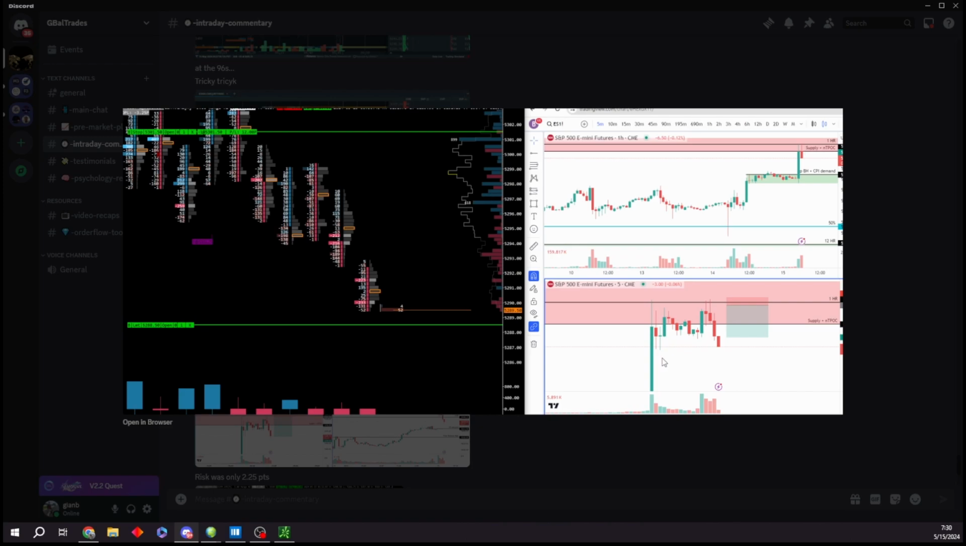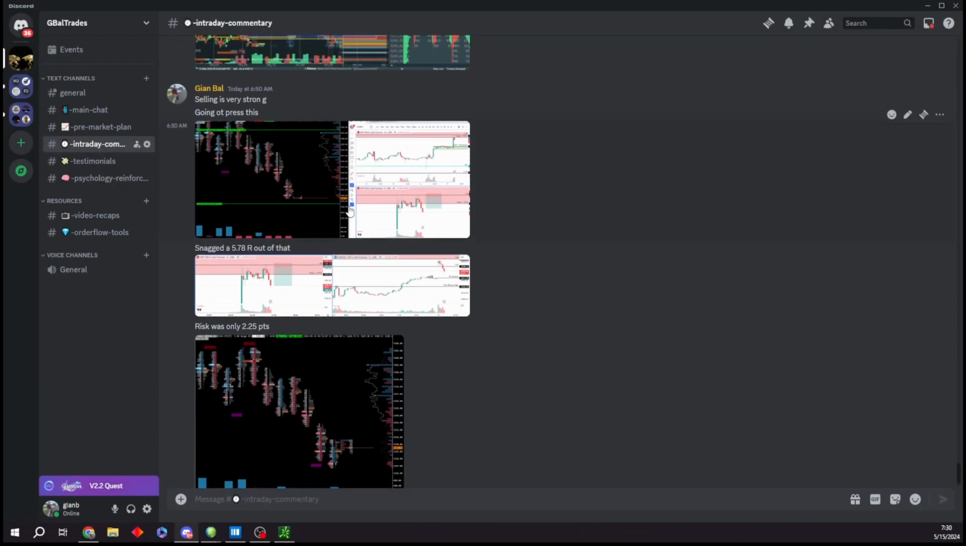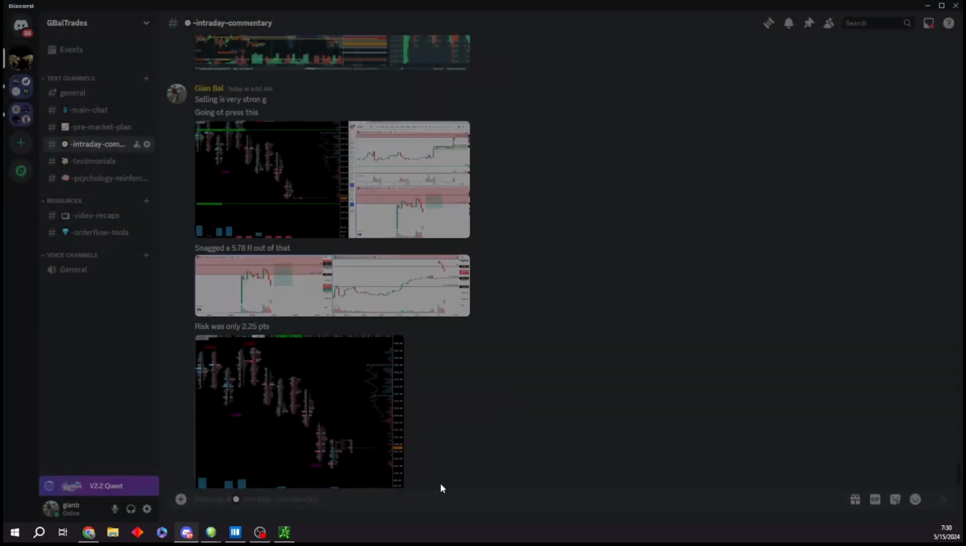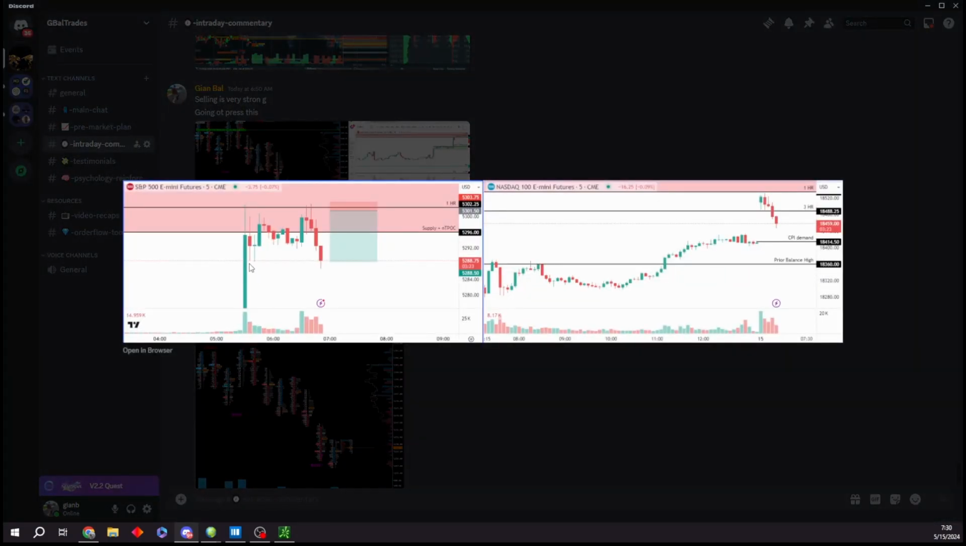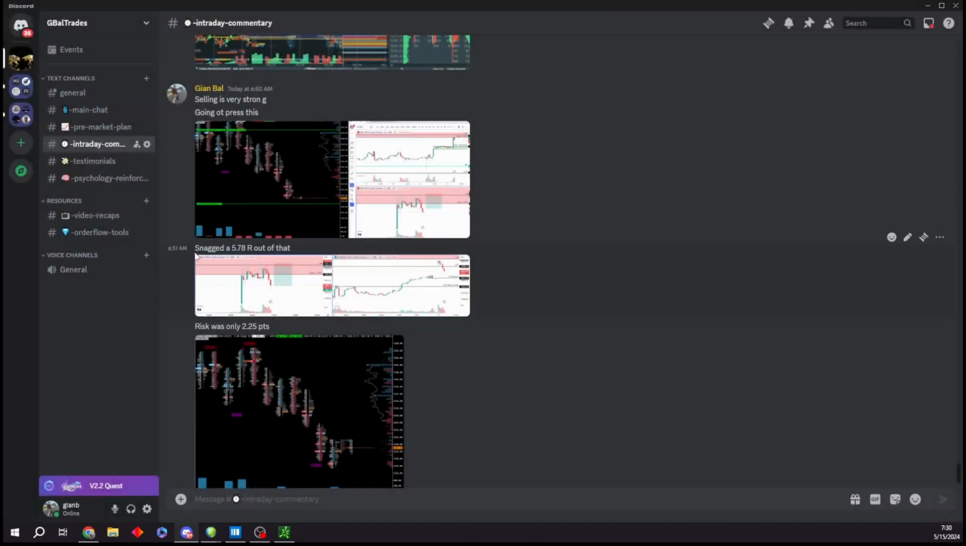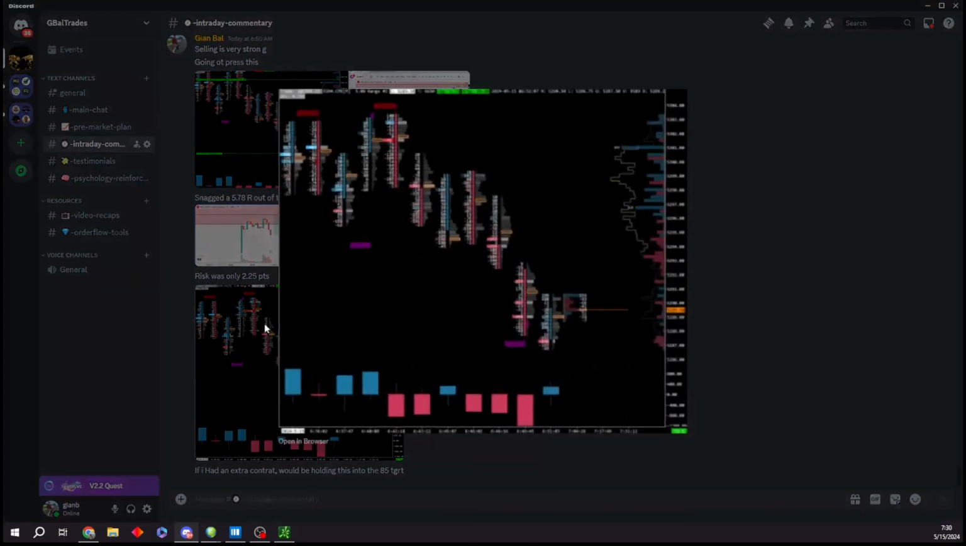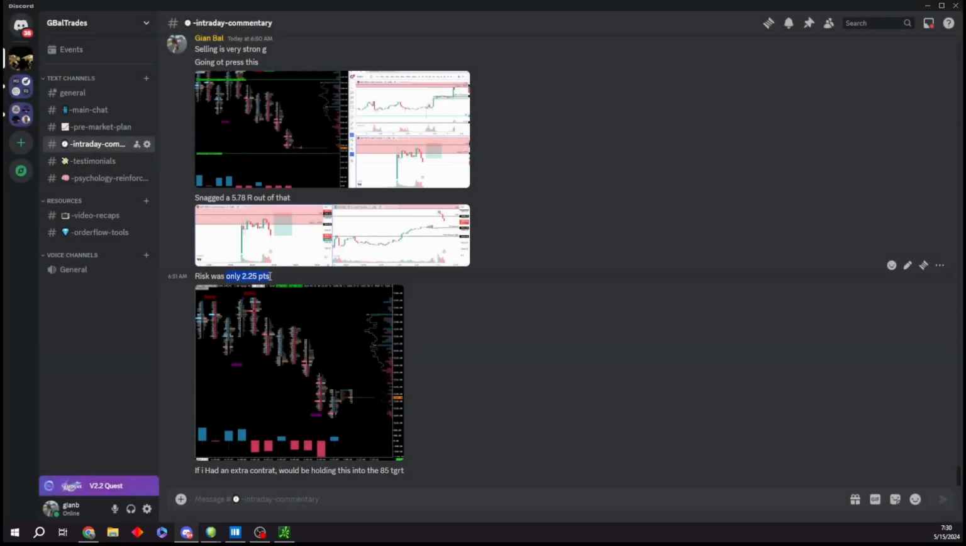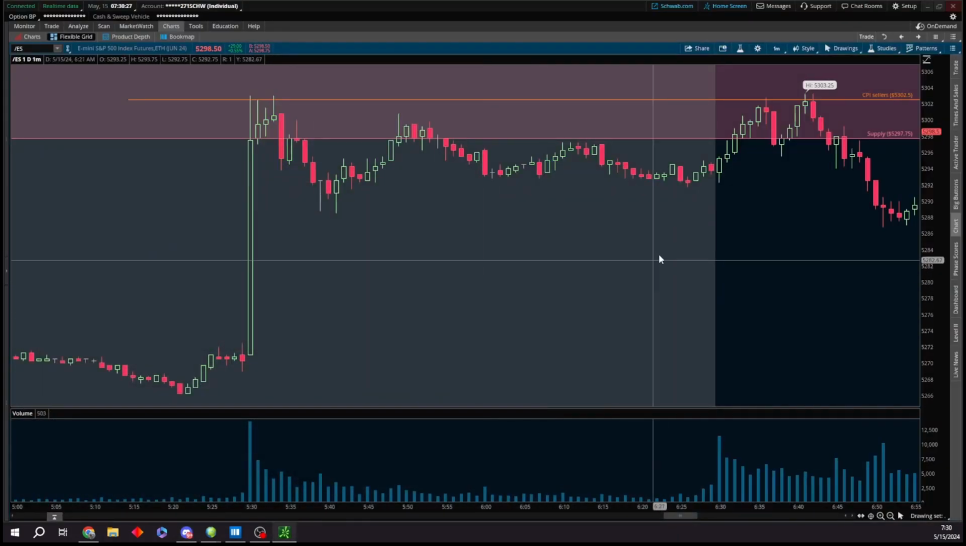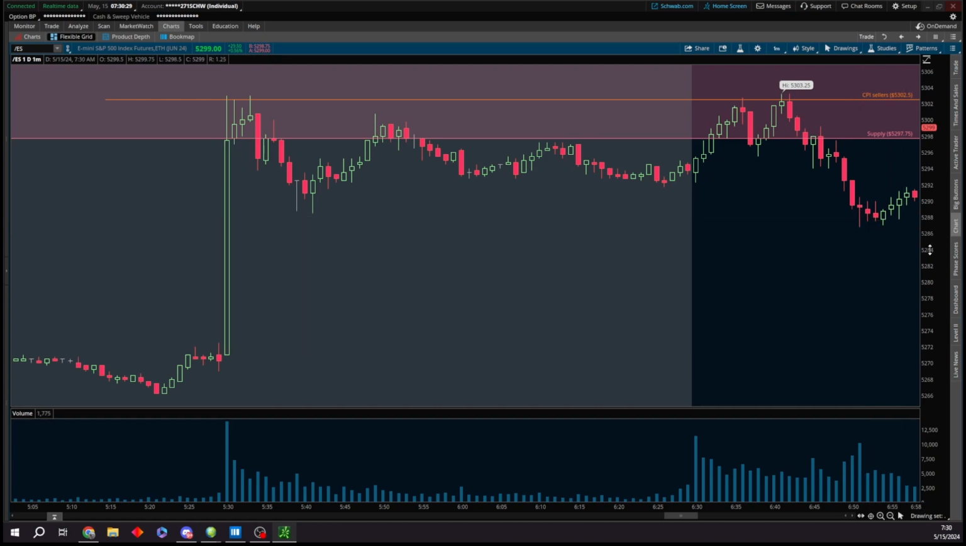into this low, since I was only in one contract, so it's kind of tougher to manage my position into like 8.5s. So just to scale, and target ended up triggering at the 8/8. You can see here in real time. Like I said, risk was only 2.25 points to make 13 off of that.